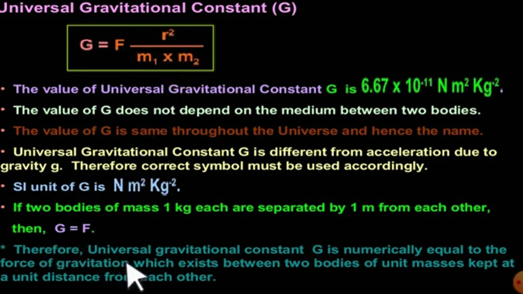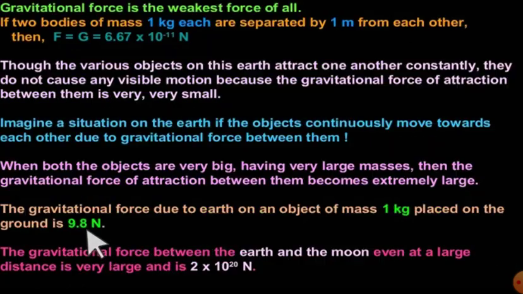So we may say the universal gravitational constant G is numerically equal to the force of gravitation which exists between two bodies of unit masses kept at a unit distance of separation. Yes, let's go to the next topic and we will see some quick glimpses of your gravitational force.